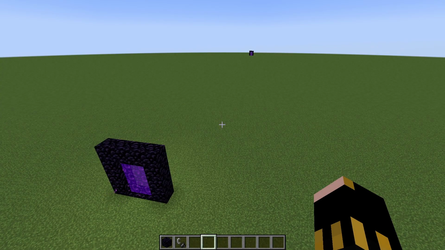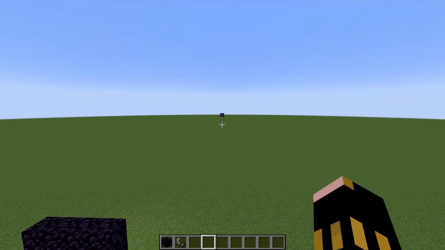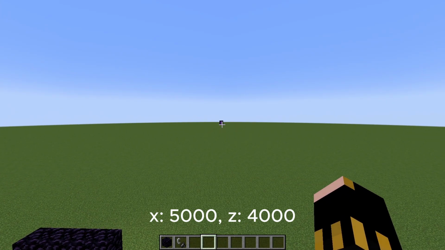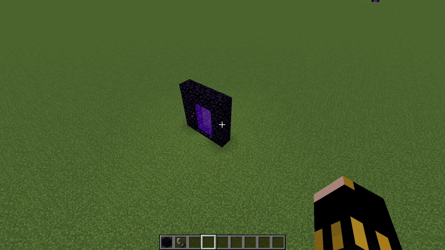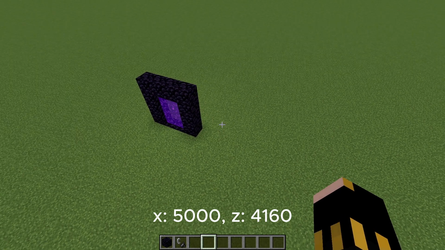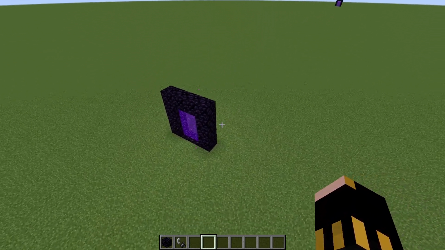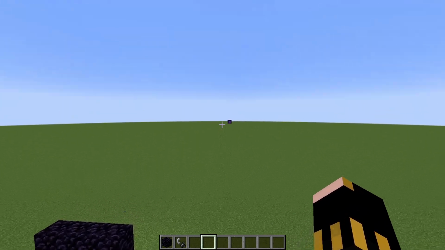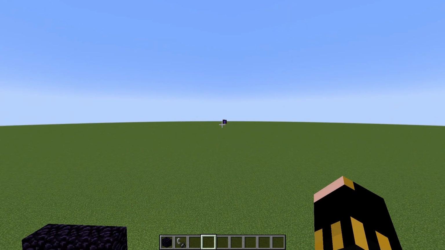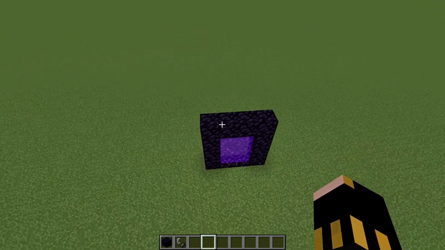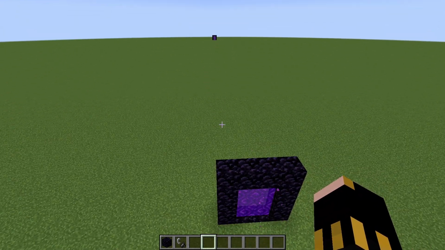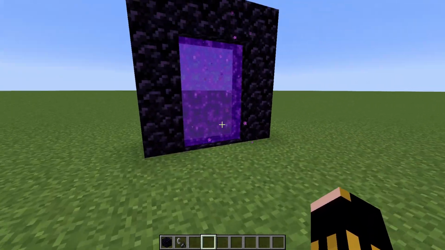I have built two Nether portals to showcase this. The X and Z coordinates of the portal over there are 5000 and 4000, and the X and Z coordinates of the portal right where I am are 5000 and 4160. So you can see from 4000 over there to 4160 over here, there's 160 blocks between the two portals. If we take 160 blocks and divide that by 8, we get 20 blocks. So if I enter this portal, I should only be 20 blocks away from the portal on the other side. So let's do that quickly and show you.